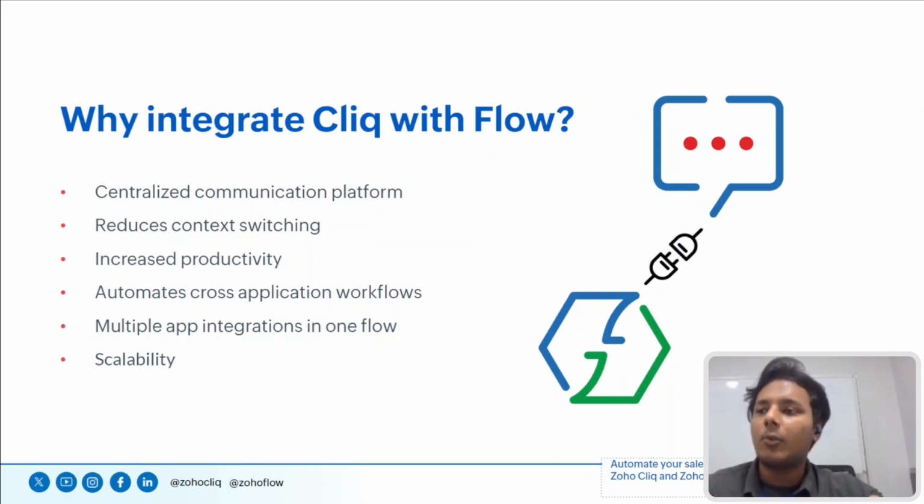Tasks that require manual effort, like creating tasks, sending messages, or updating records, can be completely automated with the help of Zoho Flow. It connects your apps and allows you to set up cross application workflows that run automatically. Another advantage is that multiple app integrations can be handled within a single flow. Instead of managing separate integrations for each tool, Flow lets you connect everything in one place. And with over 900 supported apps, the possibilities are just endless.